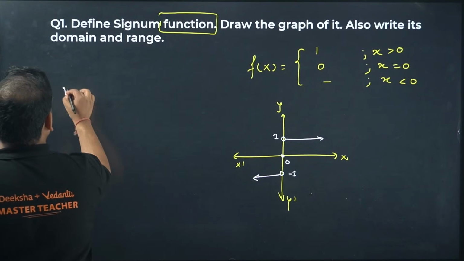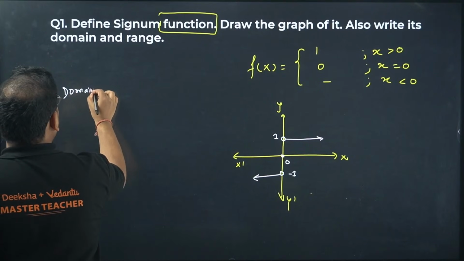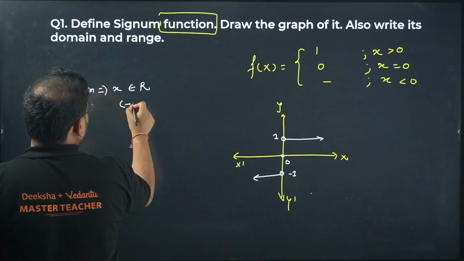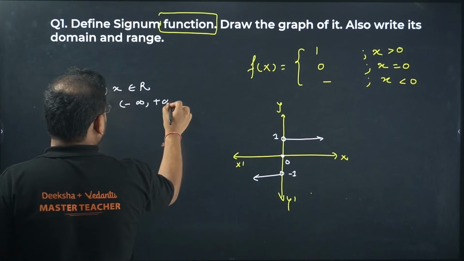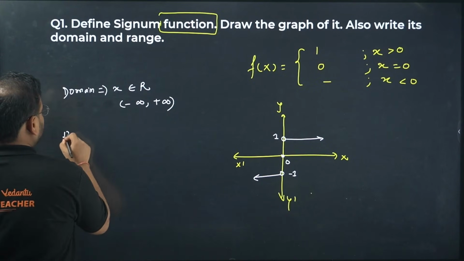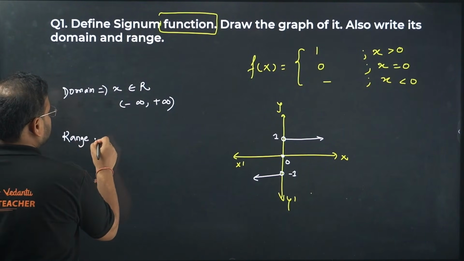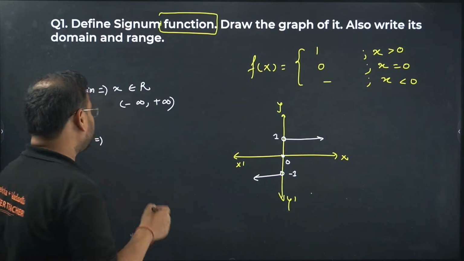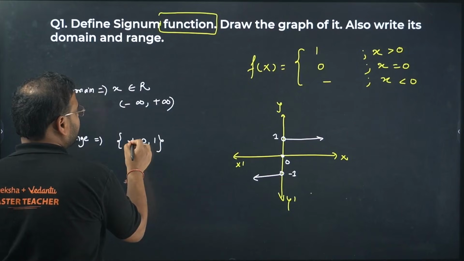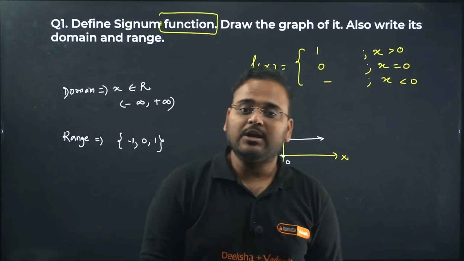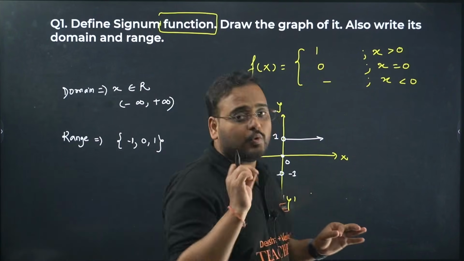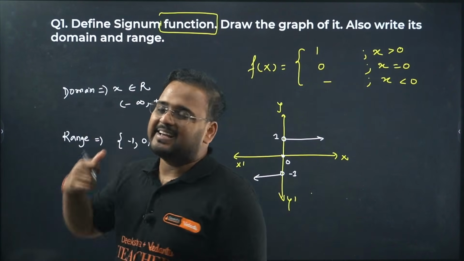What about the domain, sir? The domain goes as x belongs to all real numbers. What it means is negative infinity to positive infinity. This is my domain. What about the range? Again, very simple. The range will be an element of this set. You have to keep the curly brackets. You have -1, 0 or 1. Only 3 values are there on the range side: -1, 0 or 1. The first question is dealt with. A very easy question. Please don't forget to get full marks in this particular question.